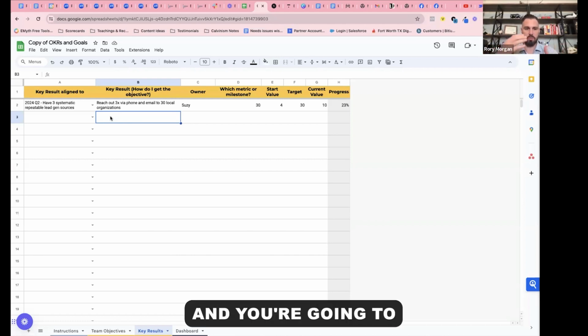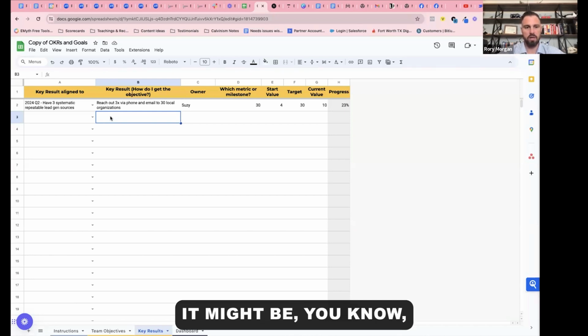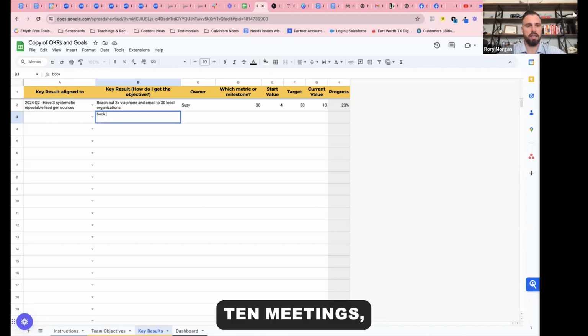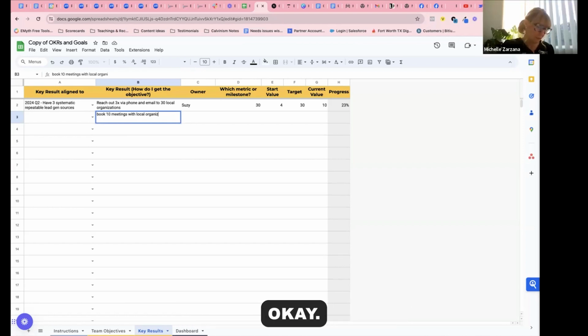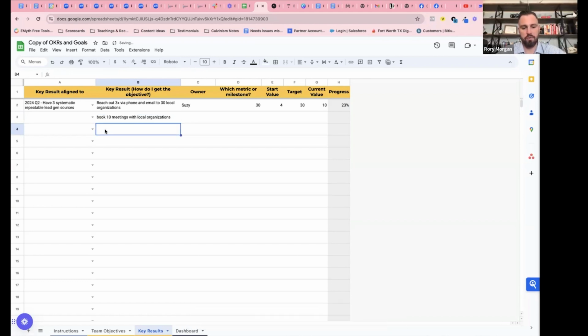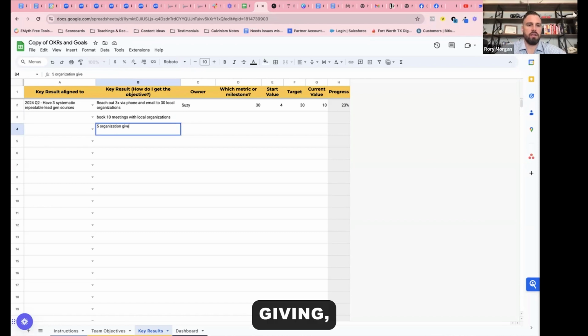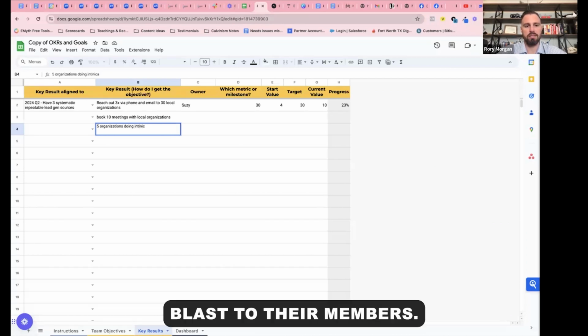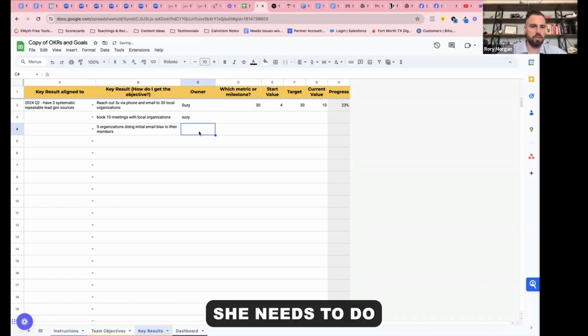Susie's accountable for these ones, right? And you're going to need more than 1 key result that you're measuring, right? For hitting the lead gen sources, it might be: book 10 meetings with local organizations, right? And then 5 organizations doing the initial email blast to their members. Right. And so if Susie's accountable for all of those, she knows she needs to do all those things.